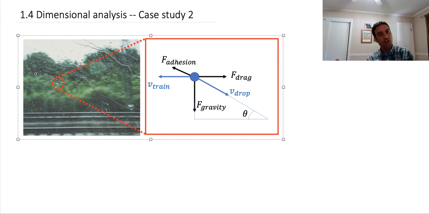But if you just want to understand the relationship between, well, how does the droplet trajectory change as the speed of the train changes, or as the size of the droplet changes? For that, again, dimensional analysis can tell us basically everything that we need to know.